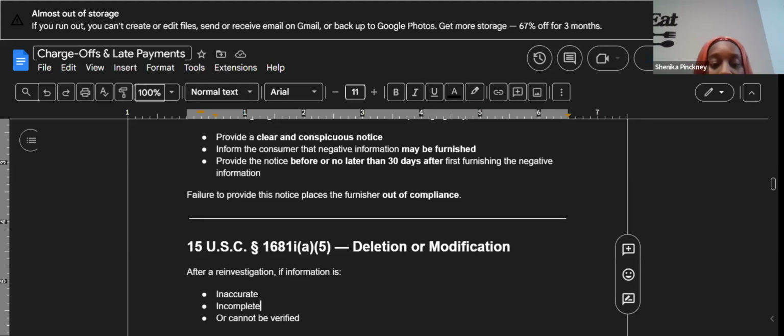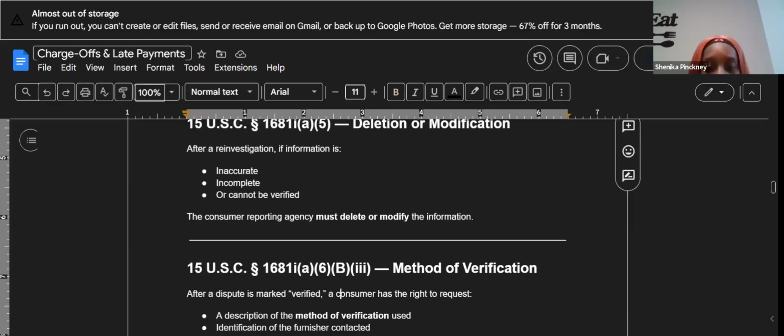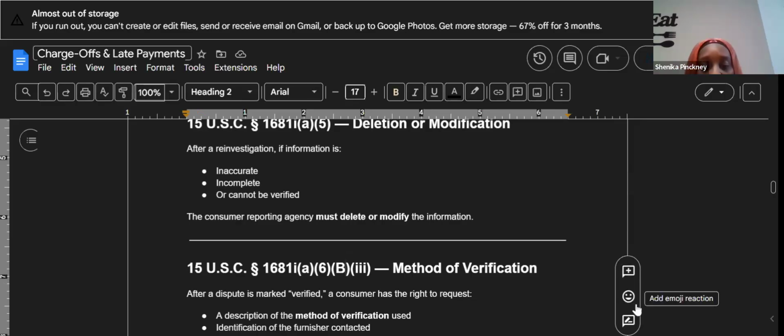All right. Now, 15 USC 1681i(a)(5), deletion or modification. It strictly says after a reinvestigation, if information is inaccurate, incomplete, or cannot be verified, the consumer reporting agency must delete or modify the information.